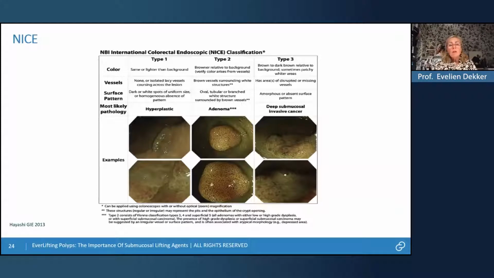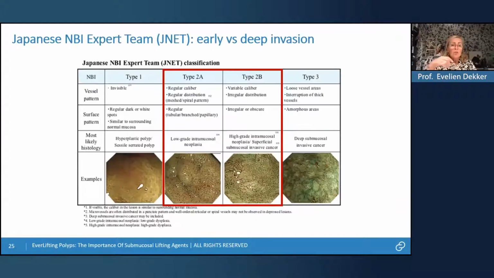This is the well-known NICE classification. I won't go into detail, but it differentiates on the left hand the hyperplastic lesions, in the middle the adenoma. And when you see the pattern with MBI, in this case on the right hand, you see a deeply invasive cancer that's generally not amenable for endoscopic resection.